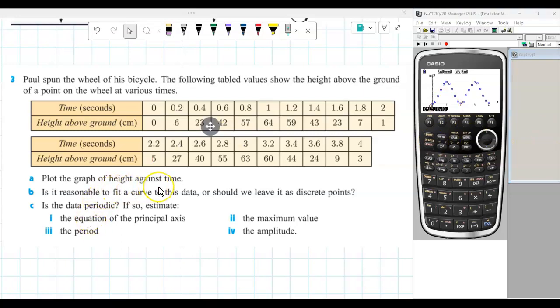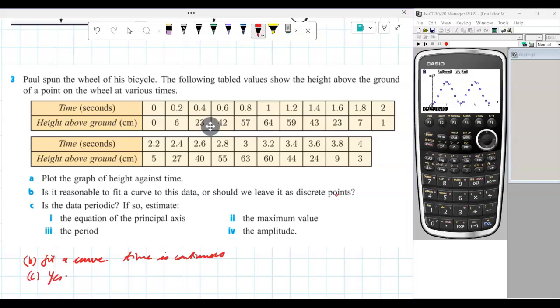Plot a graph of height against time. Is it reasonable to fit a curve to this data, or should you leave this at discrete points? Obviously fit a curve. Correct? You can't leave it as discrete points because time is a continuous variable. Time is continuous, no? So you'll be able to fit a curve. Okay? Then is the data periodic?